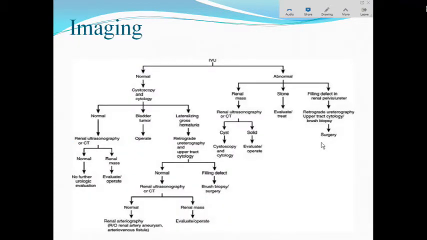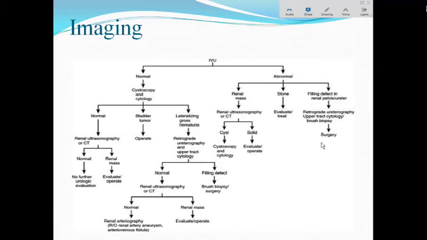So what imaging do you do? Once a patient comes with hematuria, you do an intravenous urogram, or CT urogram. If the IVU is normal, still do a cystoscopy and cytology. If cystoscopy and cytology are normal, you can do an ultrasound or CT scan. If that is normal, no further evaluation is required. But if CT shows a renal mass, then you have to evaluate accordingly. If cystoscopy and cytology show a bladder growth, you have to act accordingly.